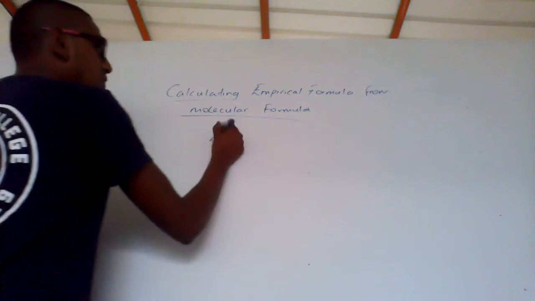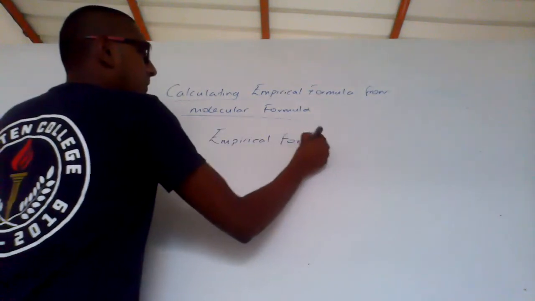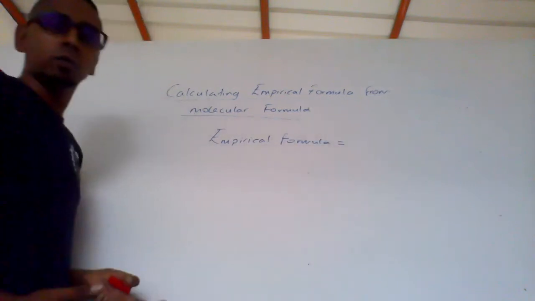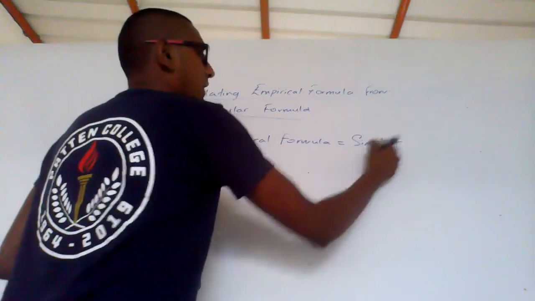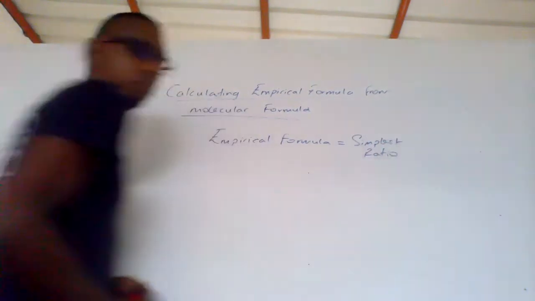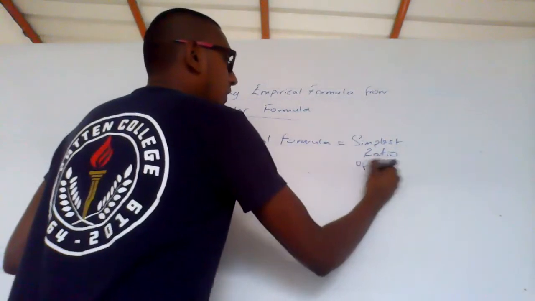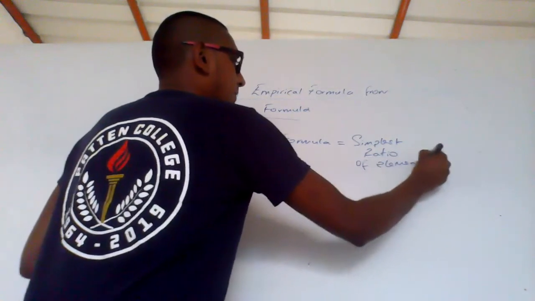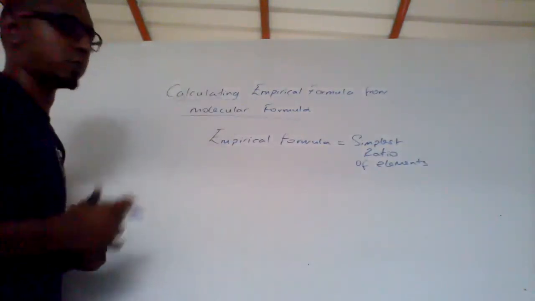Si nous allons un petit peu voir empirical formula, cette définition, nous allons... c'est the simplest ratio. Simplest ratio of elements in a compound. Okay? Remember two words: the simplest ratio.